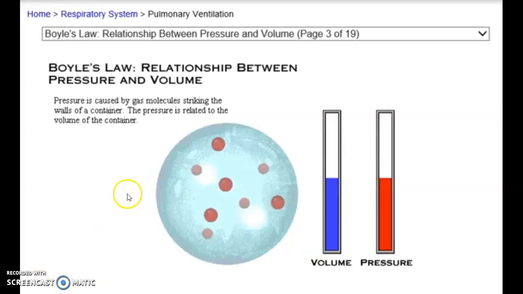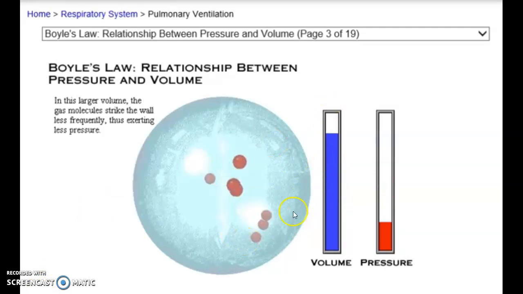A very important physics law is called Boyle's law, which means there's a relationship between the volume and the pressure, because we know the air molecules move by pressure. So if we adjust the volume, it automatically adjusts the pressure. If the volume goes up, the pressure goes down. If the volume goes down, the pressure goes up. So the key is we need to control the volume of the lungs so we can control the pressure of the air inside of them.